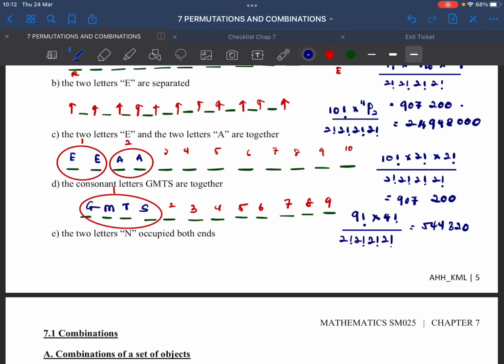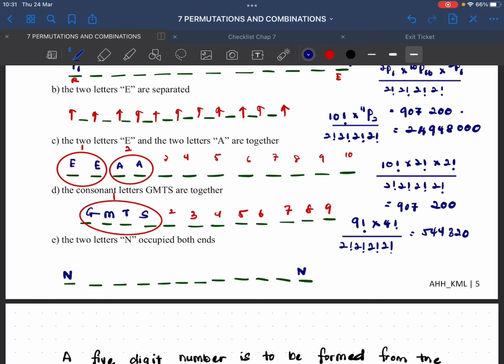So last one, the 2 letters N occupied both ends. Okay, nampak tak? Setiap kali saya buat soalan, saya akan tulis 5, 6, 7, 8, 9, 10, 11, 12. Saya akan tulis berapa banyak huruf yang kamu ada dekat situ, berapa banyak huruf yang kita nak arrangekan. Okay, so that easier for us. So here the question said the 2 letters N occupy both end. Okay, maksudnya dekat sini N, dekat sini pun N juga. So N dekat situ, dekat depan dengan belakang is particular. Okay, remember this keyword particular.